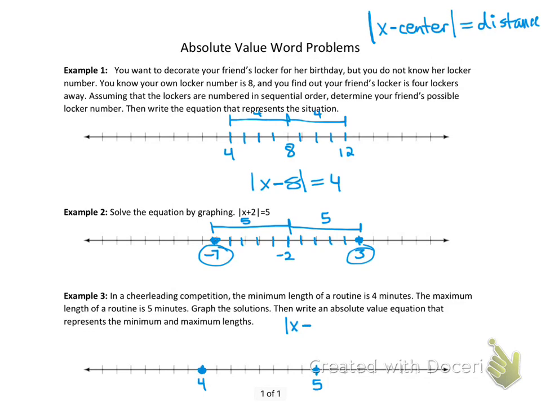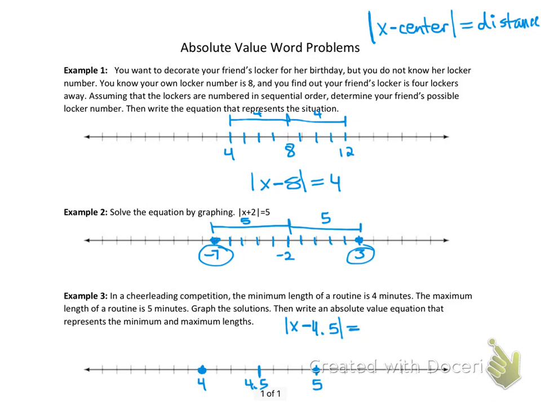Well, do we have the center? No, we have the endpoints. So we need to find the center between 4 and 5. Well, the center between 4 and 5 would be 4.5. So that's 4.5. And you can have a decimal. So it'd be x minus 4.5 in the absolute value equal to the distance.